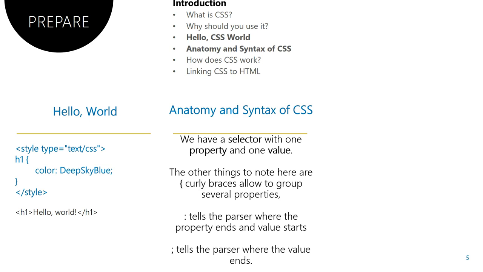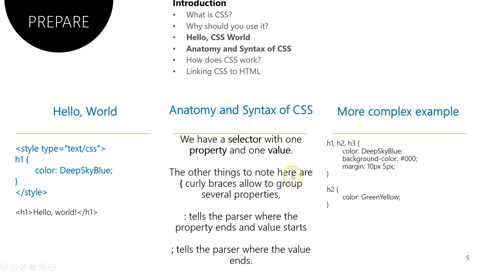The curly braces allow you to group several properties. Colon is the parser where the property starts and ends, and the value starts. So this is the property, colon, this is the value of the property, and then semicolon, which tells that the value has ended.